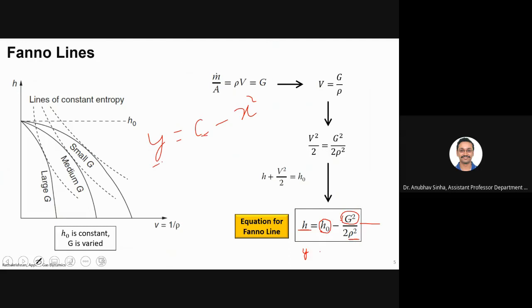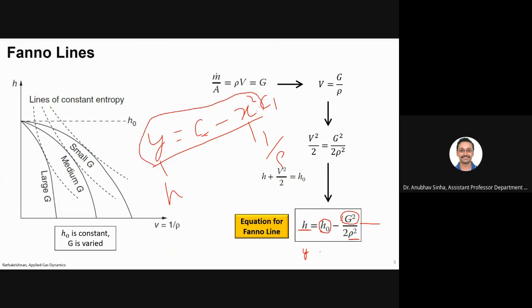Now, this x is... what is y? Y is h, x is 1 by rho. X is 1 by rho, and let us say into some constant, into c1. So c1 is g square by 2. You understand what we are doing here? So basically it is like a parabolic or square curve. This is what we are interested in. That is what is drawn here.